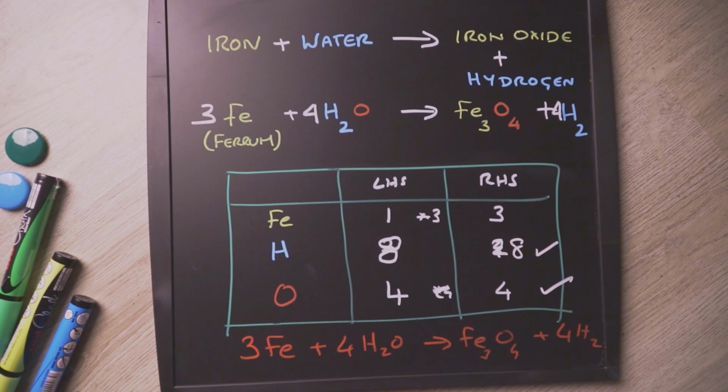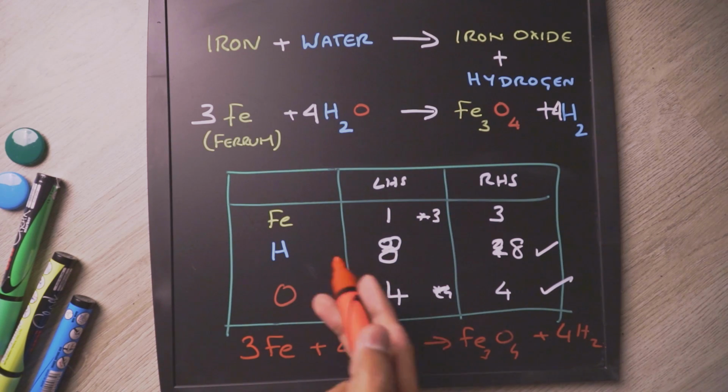This is the same formula that we visually saw with the magnets, and now we've also mathematically done it using this table. Hope you've understood how to balance an unbalanced chemical equation.